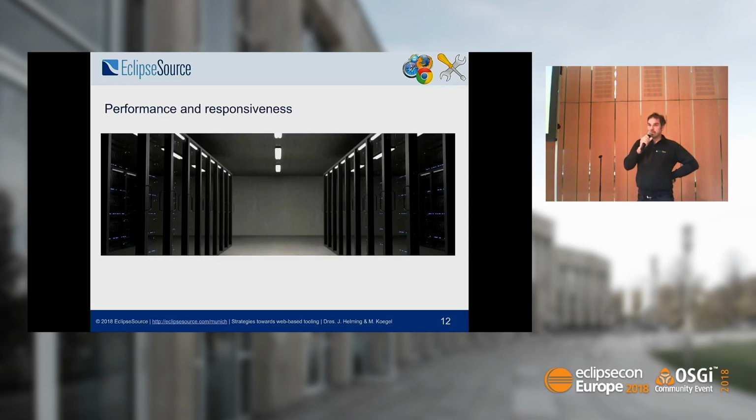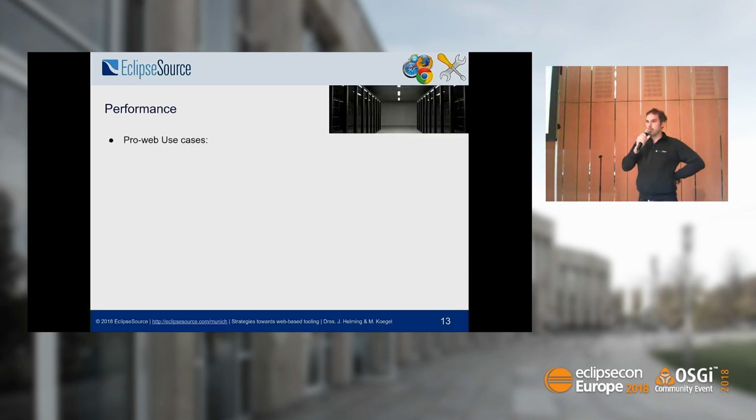Performance and responsiveness. This is a criteria which doesn't have a clear winner. The pro web use cases are arising from the fact that if the tool is deployed on a central server, it typically scales better because you can just scale up the server, especially if you have a virtual solution, so you can just add more power to that. Where this brings benefits is, for example, if you have very long compilation times, extensive code analysis, so jobs that can just run on the server, so they don't block the developer's machine.